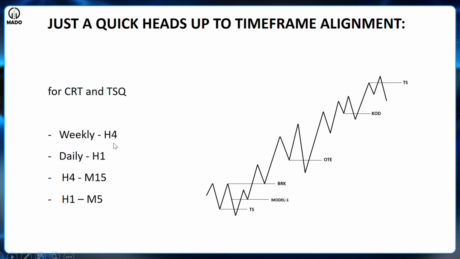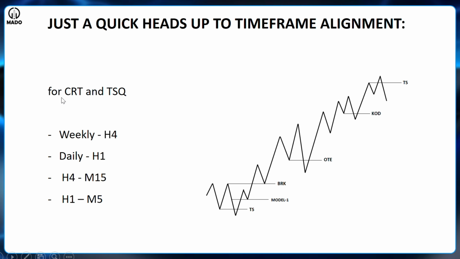If you're working with the weekly time frame or you are trading weekly CRT, then your TSQ phases, all your sequence work, should be observed on the 4-hour chart. If your main chart is the daily, then your TSQ alignment shifts down to the 1-hour chart. From 4 hour, you move to 15-minute, and from 1 hour, you go even deeper to the 5-minute chart.